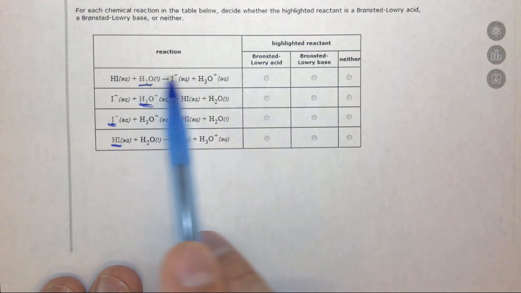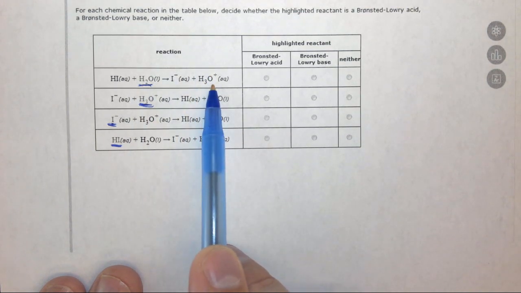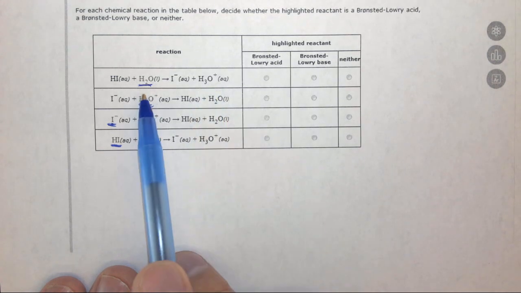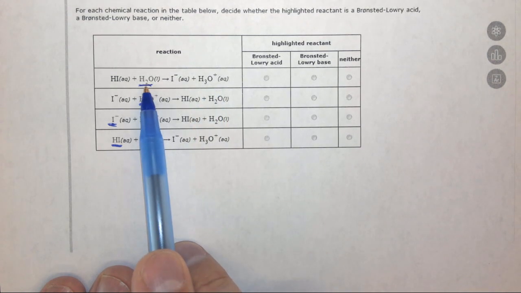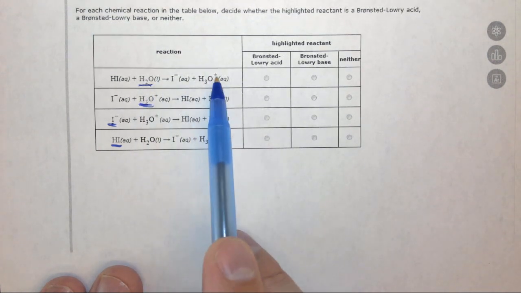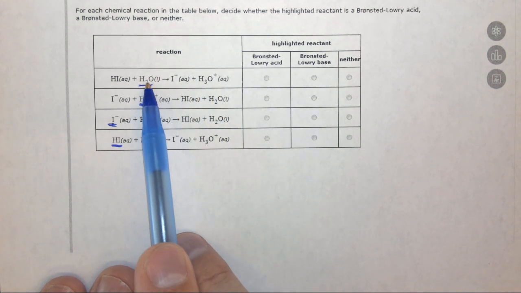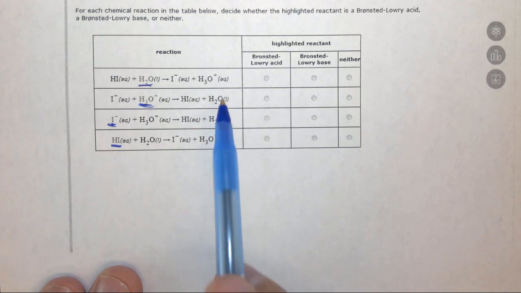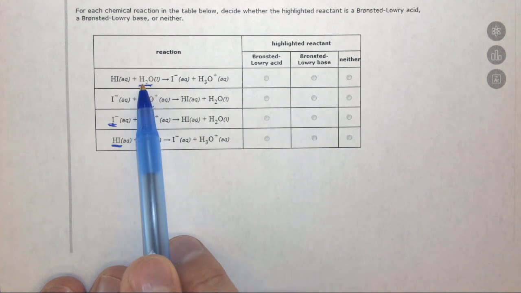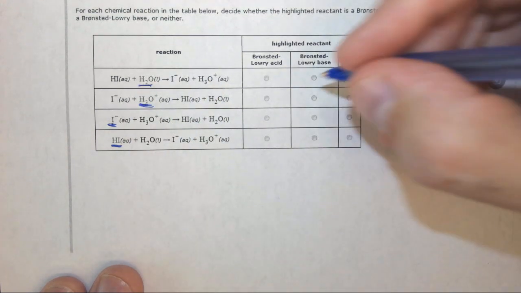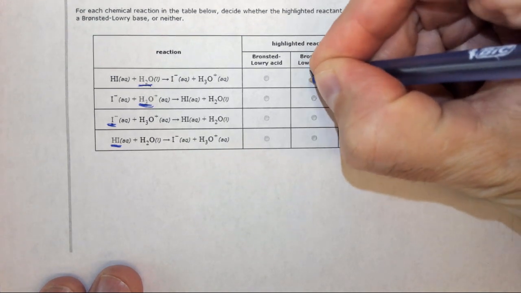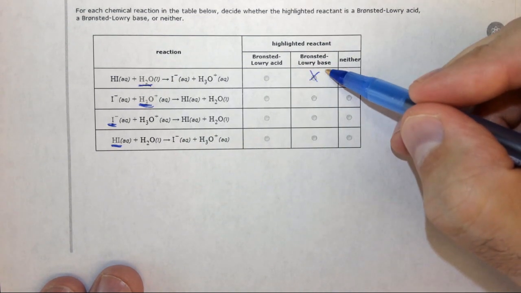If water becomes H3O plus, does it gain a proton or lose a proton? It had two H's here, and it has three H's here and a plus charge. Here it's neutral, here it's plus. So it gained an H and a plus charge. It gained an H plus. If something gains a proton, it's a base. Remember, a Bronsted-Lowry base is a proton acceptor.